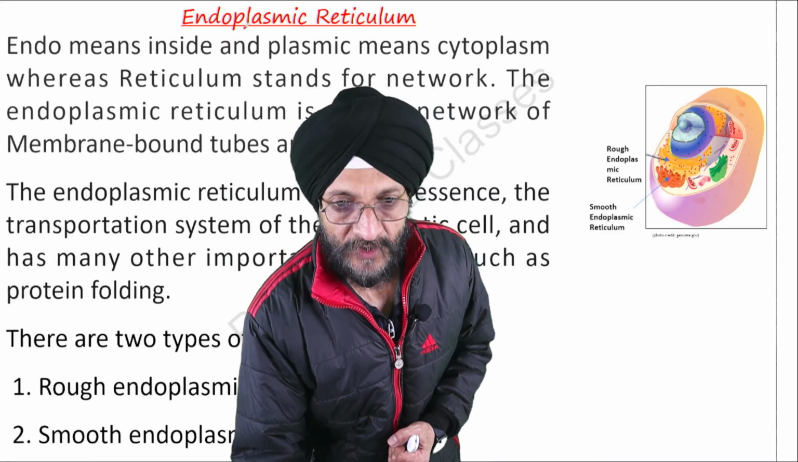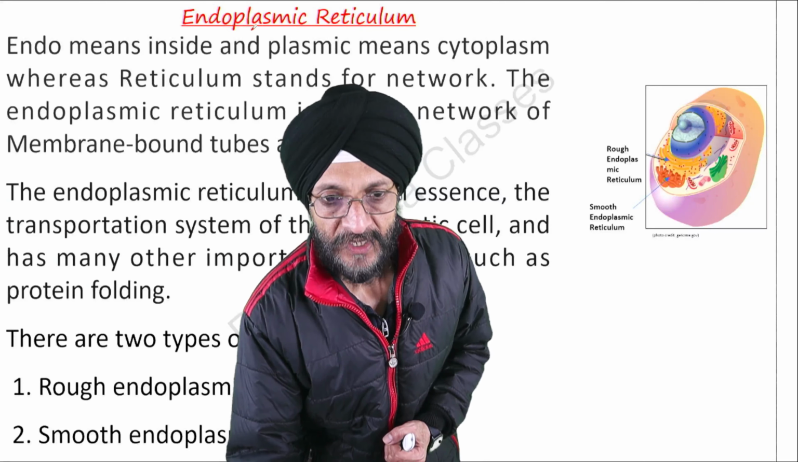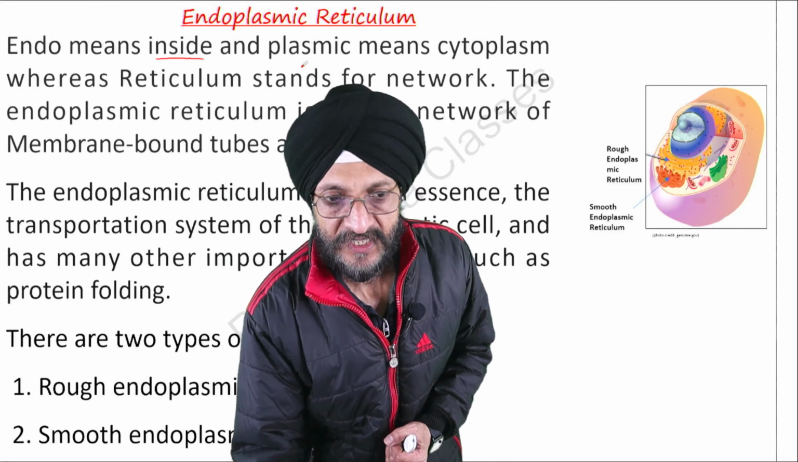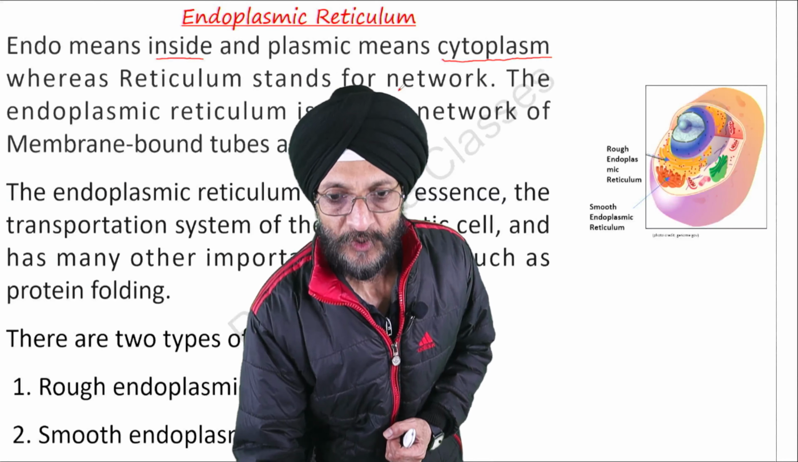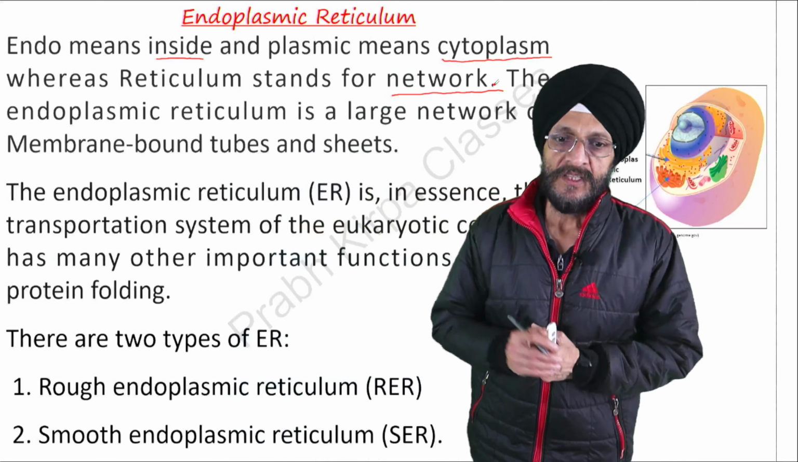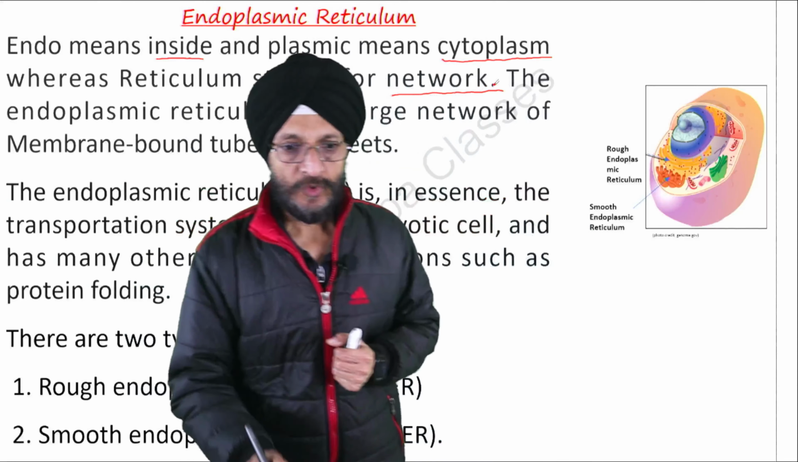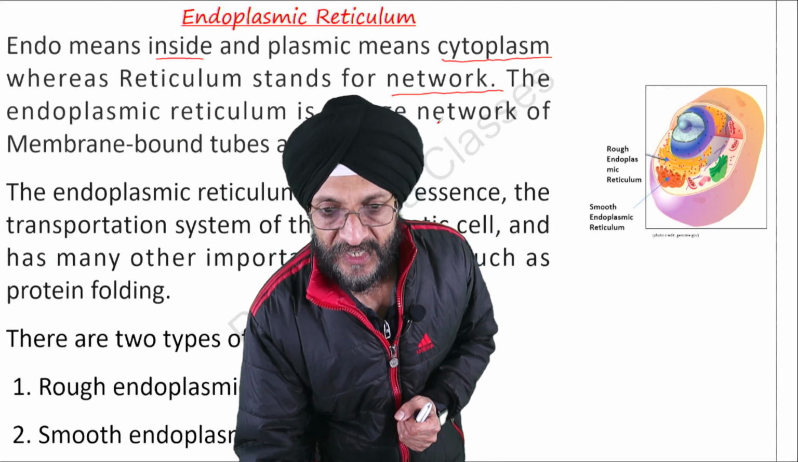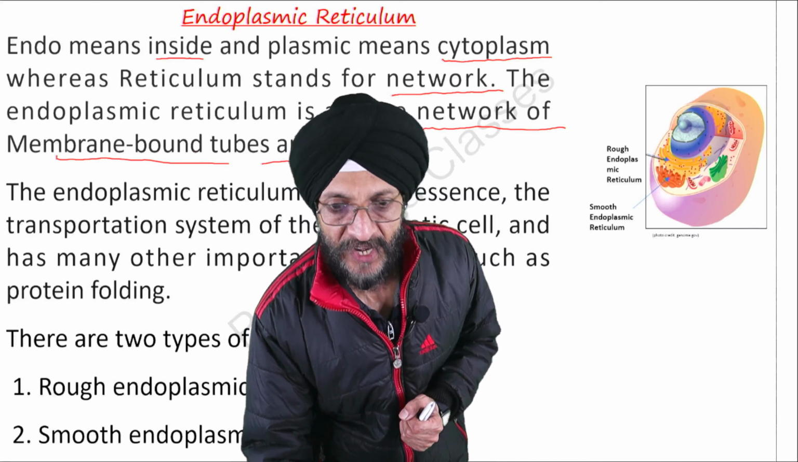These two words consist of endoplasmic and reticulum. Endo stands for inside, plasmic stands for cytoplasm, and reticulum stands for network. It means that network inside cytoplasm. So, collectively, the endoplasmic reticulum is a large network of membrane bound tubes and sheets.